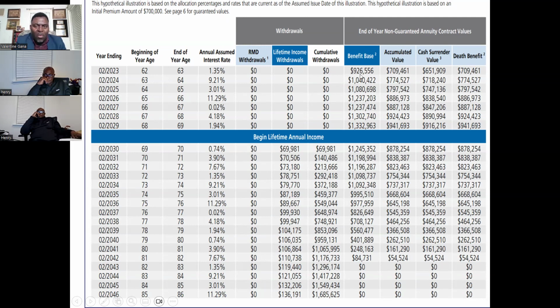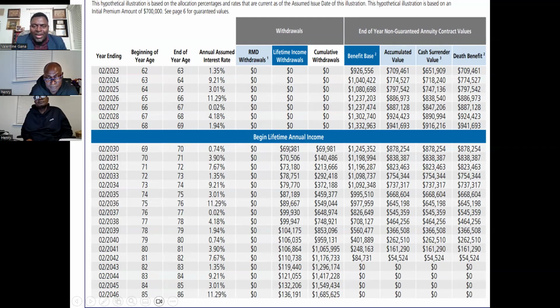So from day one, their benefit base is $926,000. Again, they brought 700. If you look up here, $700,000 they brought in. They paid them the bonus. Their benefit base is $926,000. This money is projected to grow to over $1.3 million by the time they start collecting, which is 2029 or 2030. They start collecting $69,000 every year for the rest of their life.